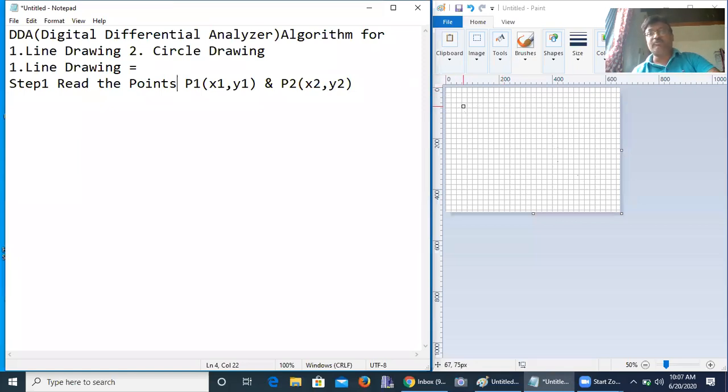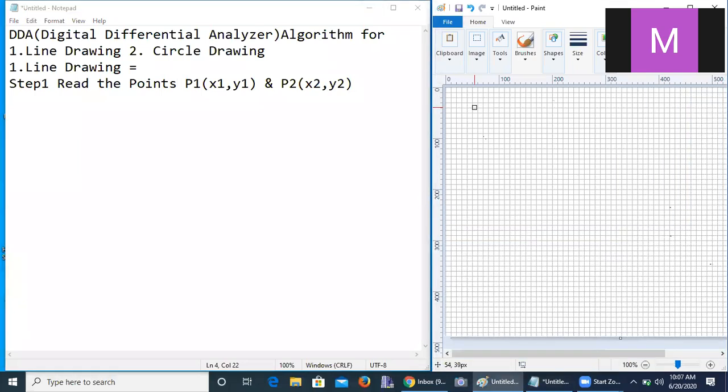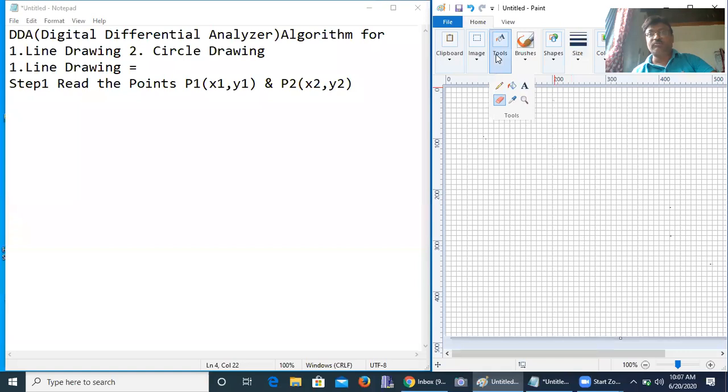Now I am going to draw the line. Suppose I consider any line, so I have maximized it. I am going to draw a line, so I select the tools, the shape, and I select the line. Suppose I am going to draw the line from this point to this point. This is the line I want to draw.